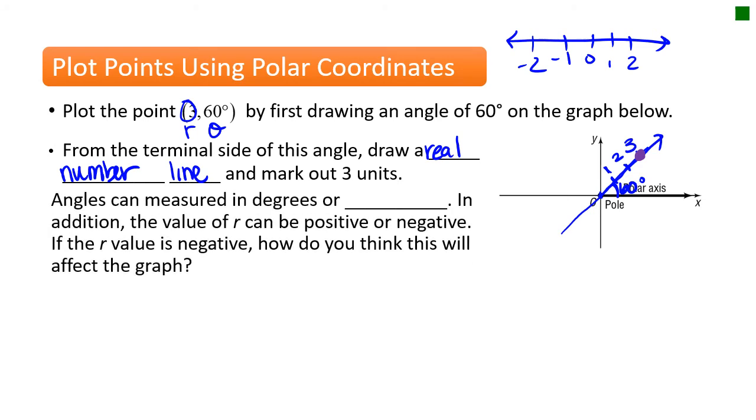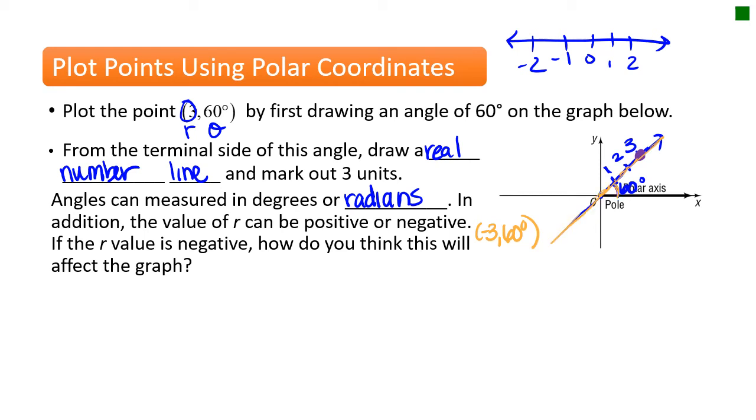Now, angles can be measured in both degrees or in terms of radians. In addition, the value of r can be positive or negative. So if the value of r is negative, this is what ends up happening. Same thing, you first draw, like if we had the point -3, 60 degrees, the first thing you're going to do is draw the 60 degree angle. Then, again, extend that number line out.